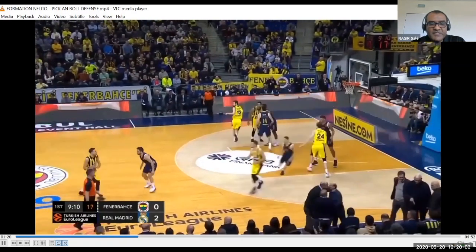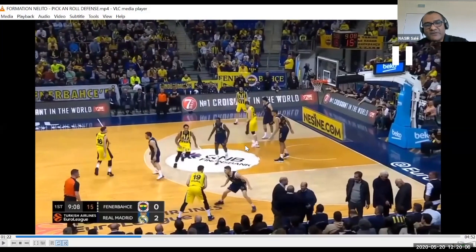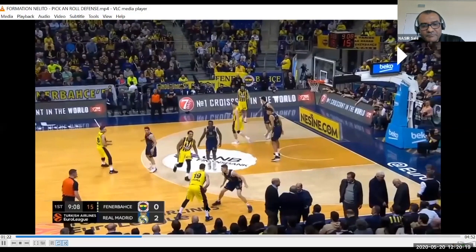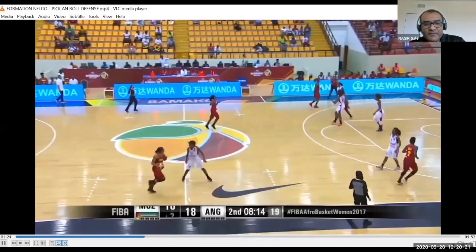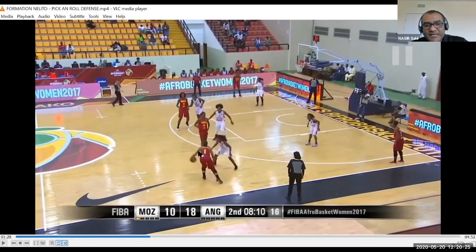This is the same situation, and now is in the side pick and roll. We may continue for the use for the over defense because this is a good shooter and a good perimeter shooter. Now is a different situation, and this player is a very good shooter in the perimeter.